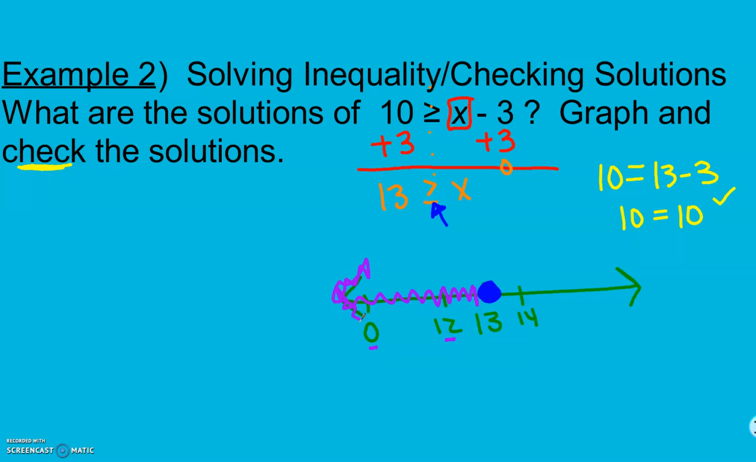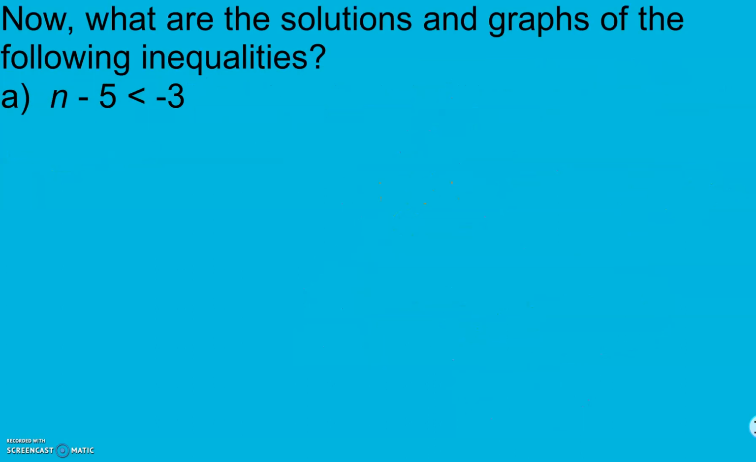To check to see if that's right, we take a number in our solution, like 0 for example, and plug it in. 10 is greater than or equal to negative 3. That's true, so my graph is correct. This is good, and so is that. Now feel free to pause here and give this a try.